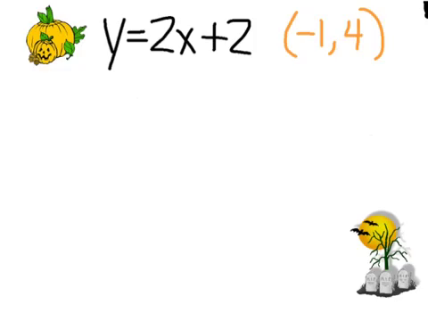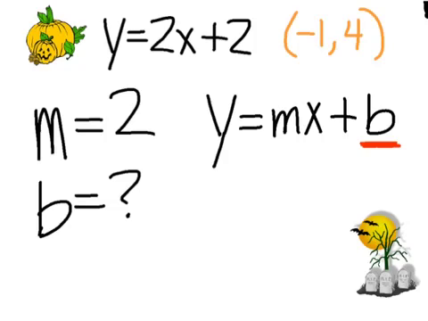For example number 3, we have y equals 2x plus 2, and we're looking for a line parallel to y equals 2x plus 2 that goes through the point negative 1, 4. This is the same line that we used in example 1. So we know that the slope is equal to 2. Now what we're looking for is a line that's parallel to this line and that goes through negative 1, 4.